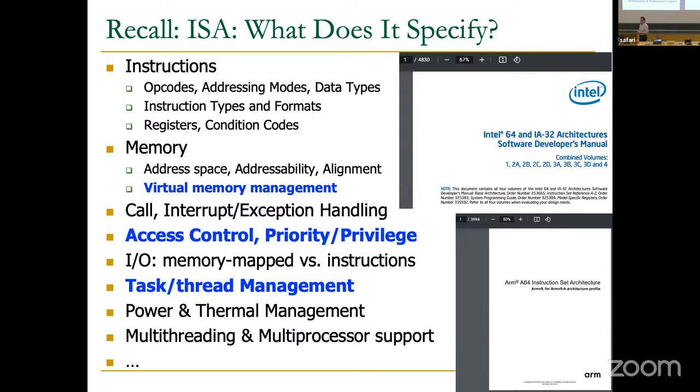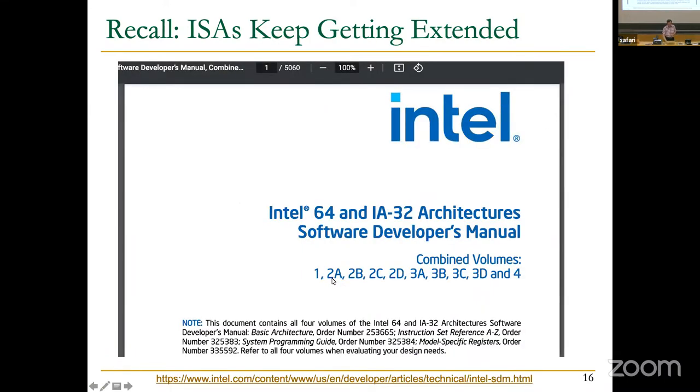This is the reason virtual memory is a hardware-software construct: all of this needs to be specified in this book, which is the ISA, which is, as you can see, at some point 4,830 pages. You will see another version with 5,060 pages. But this is a picture that I showed you in lecture 8 or so, where we talked about ISAs. And I said virtual memory management is part of it, right? Access control mechanism, privilege, task and thread management is part of it. And this is the 5,060-page version of it, which is 1 year or so later.